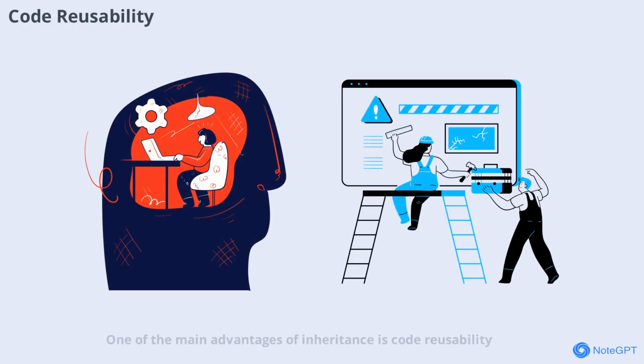One of the main advantages of inheritance is code reusability. By defining common properties and methods in a superclass, you can reuse them in multiple subclasses. This reduces duplication and makes your codebase easier to maintain. If you need to update a shared feature, you only have to do it in one place.